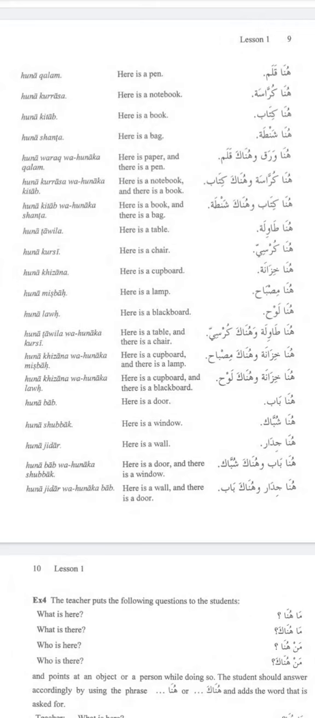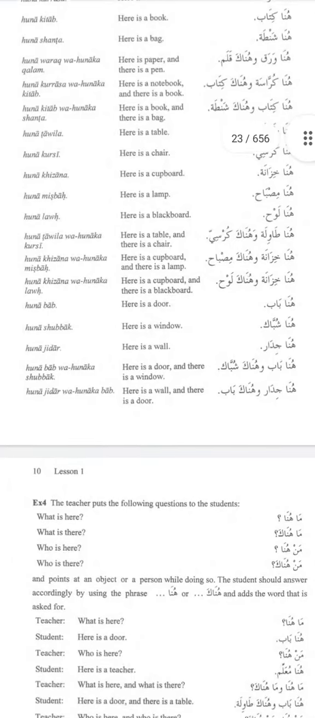Here is a board. Huna tawila, here is a table. Wa hunaka kursi, and there is a chair. Huna khizana, here is a cupboard. Wa hunaka misbah, and there is a lamp. Huna khizana, here is a cupboard or a wardrobe. Wa hunaka lawhun, and there is a board.